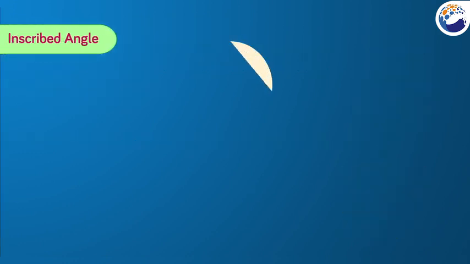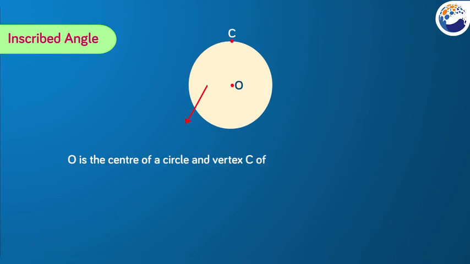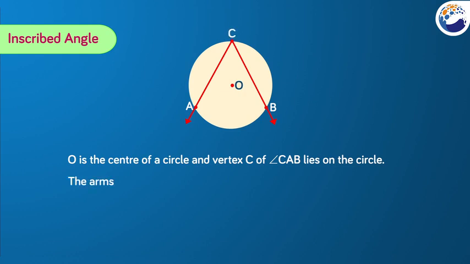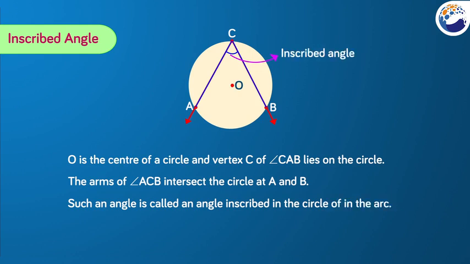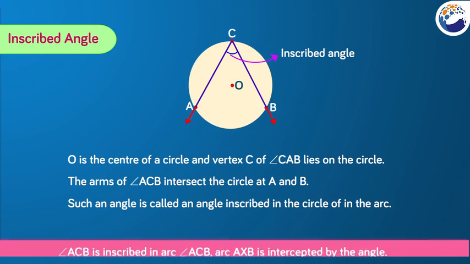Inscribed angle. O is the center of a circle and vertex C of angle ACB lies on the circle. The arms of angle ACB intersect the circle at A and B. Such an angle is called an angle inscribed in the circle or in the arc. In the figure, angle ACB is inscribed in arc ACB. Arc AXB is intercepted by the angle.